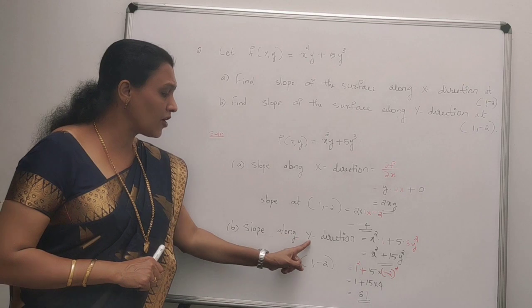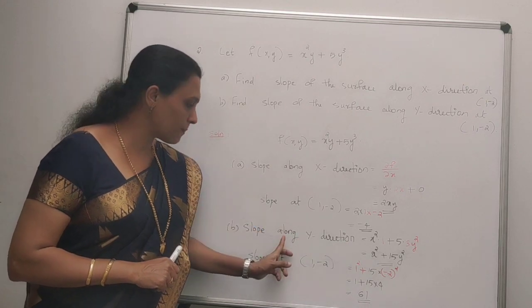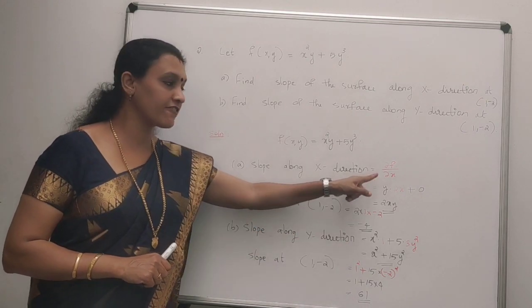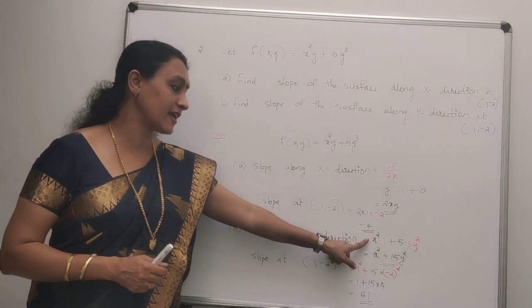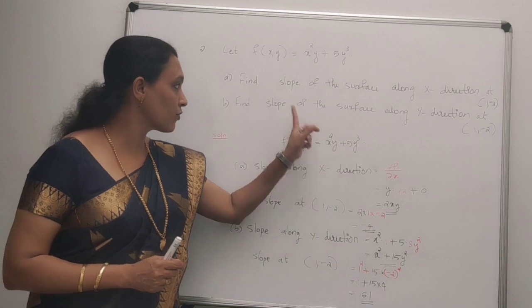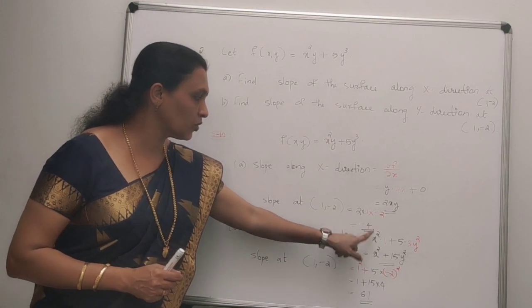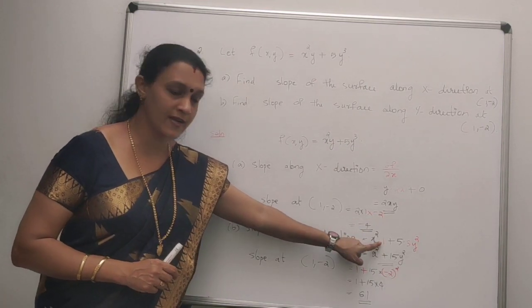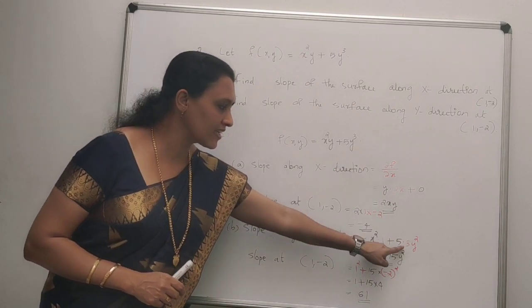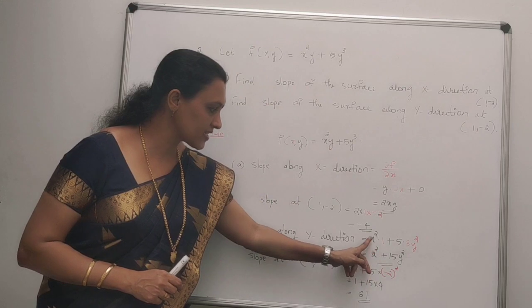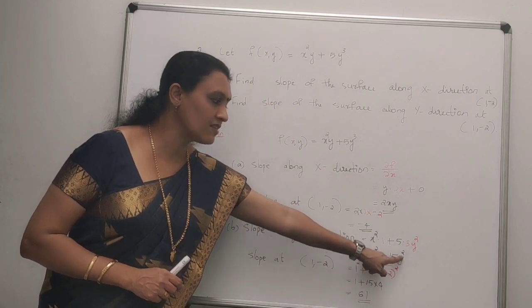Now slope along y direction. Slope along y direction is ∂f/∂y. So we are differentiating with respect to y by assuming x as a constant. Therefore, x² into the derivative of y, which is 1, plus 5 into the derivative of y³, which is 3y². So the answer is x² + 15y².